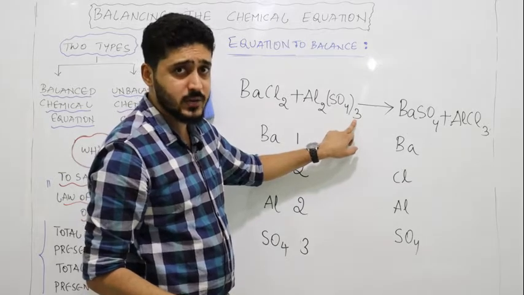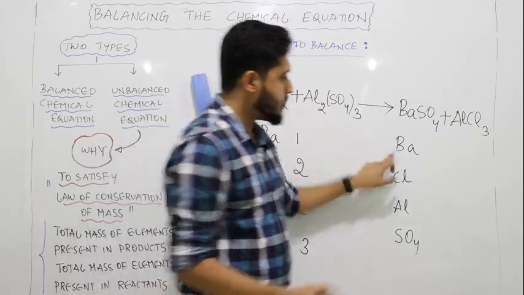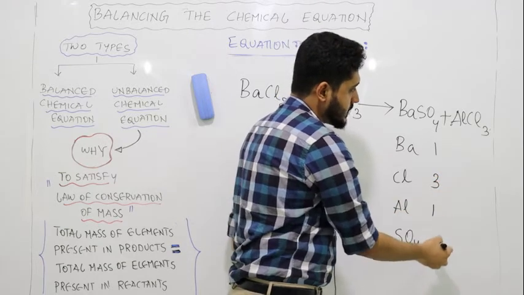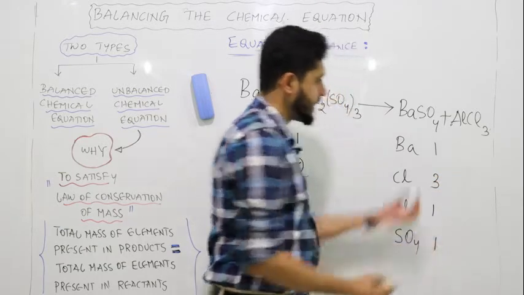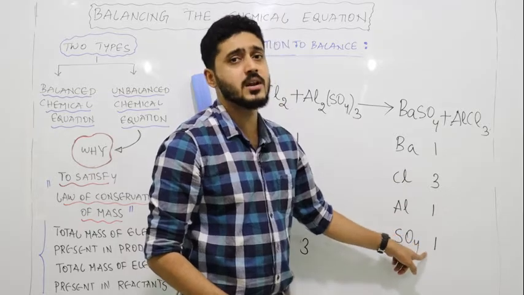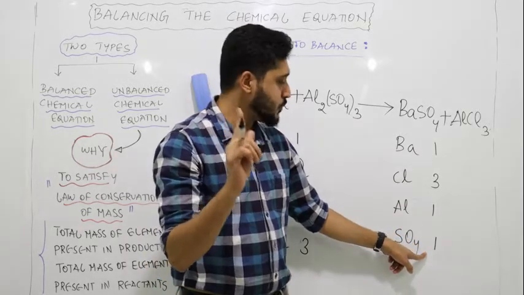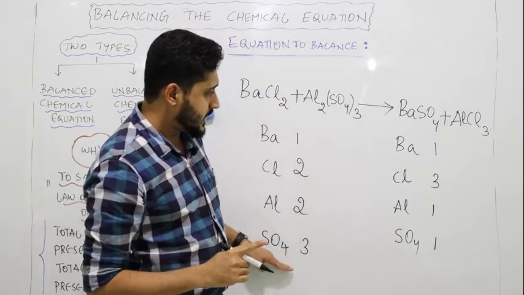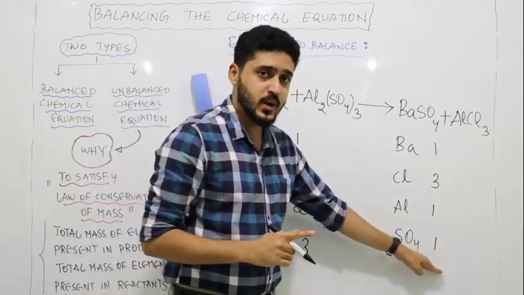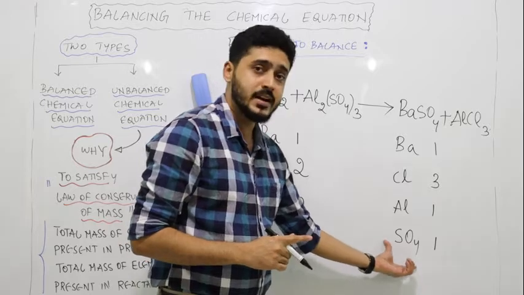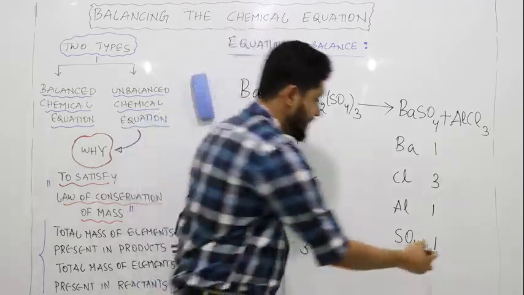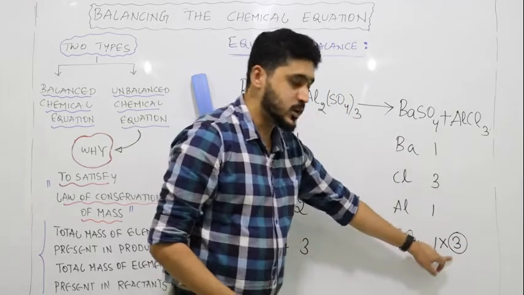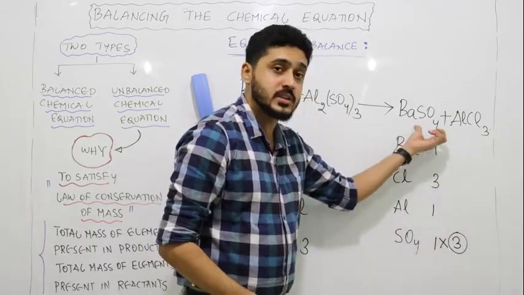Outside the bracket there are how many sulfates? 3. Now on the product side, barium 1, chlorine 3, aluminium 1. Sulfate again it is 1, one group of sulfate SO4. Now here sulfate is 3, here sulfate is 1, so you have to make this sulfate into 3. So you have to multiply by 3.